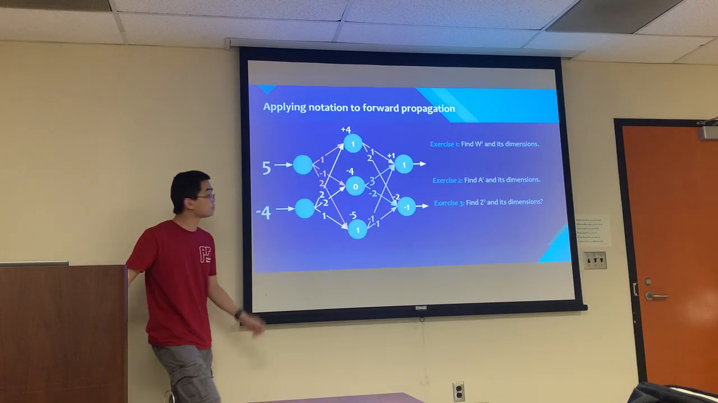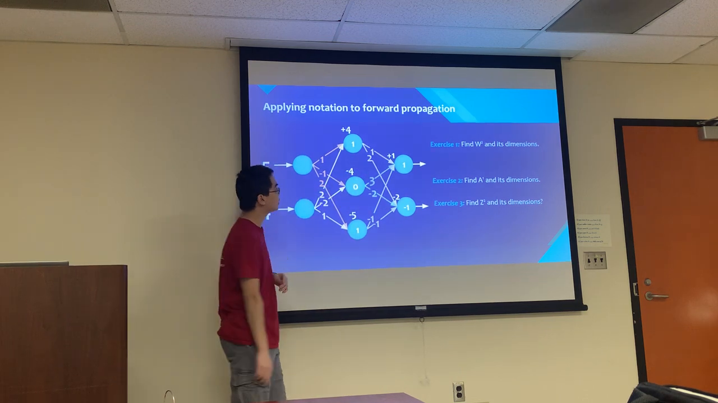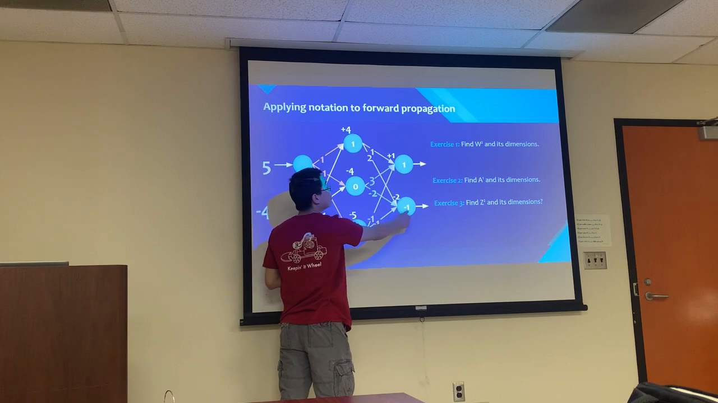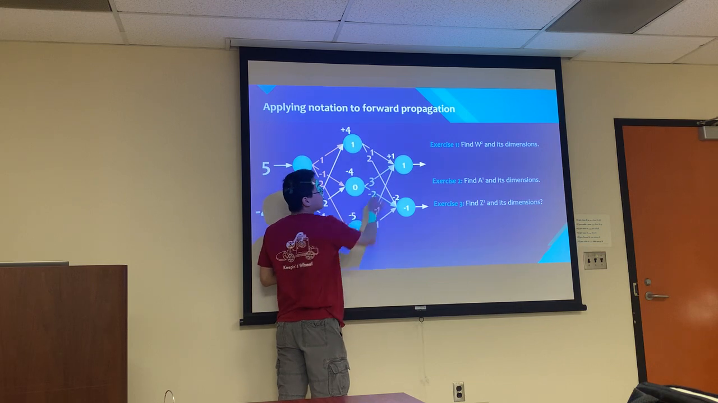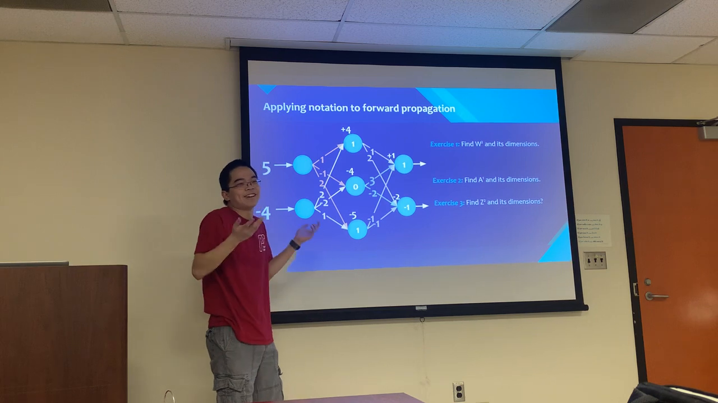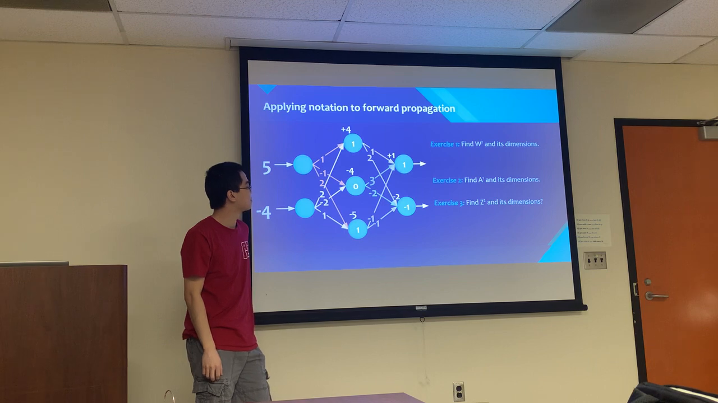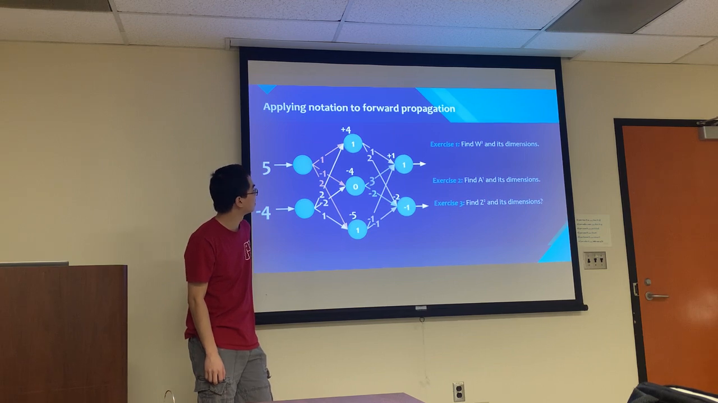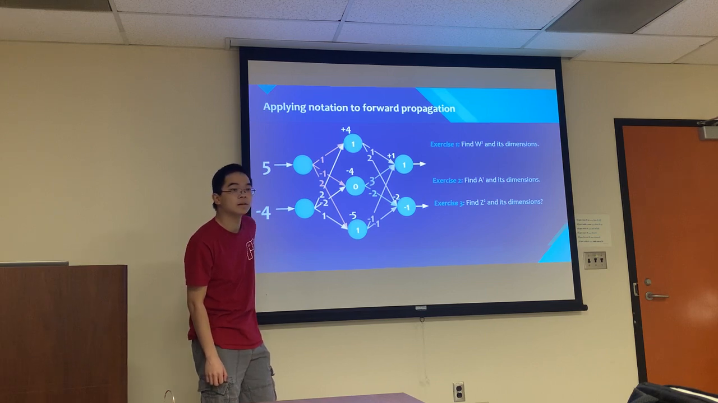So, W2. W2 is the matrix of the weights. Since we're looking at the second layer, based on what I said earlier, we're looking at the weights between the first layer and the second layer. So what do these weights consist of? It's the weights on the arrows, so it'd be 1, 2, 3, -2, -1, -1, in a shape that would be 2 by 3.